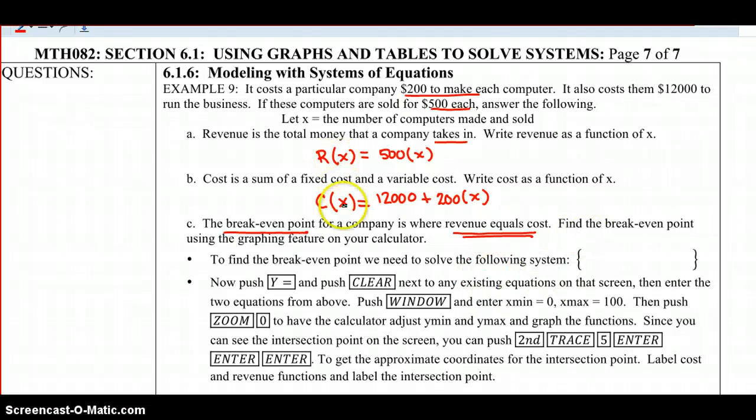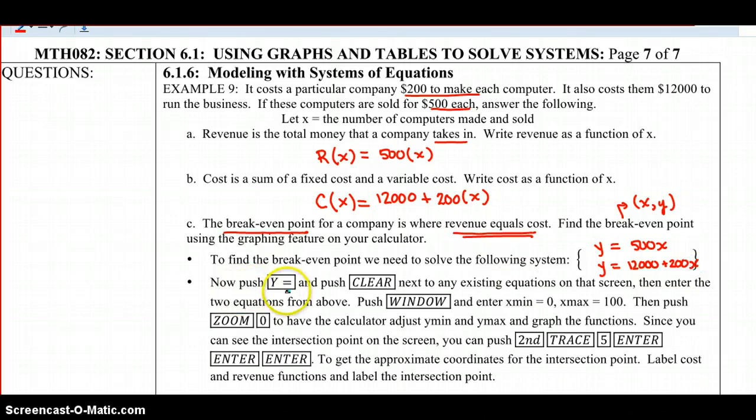We're going to replace R and C with Y's. We want to know where revenue equals cost, so we're going to call those both Y. This break-even point, we're after this X comma Y that makes revenue equal cost. So this is 500X, and for cost we get 12,000 plus 200X.